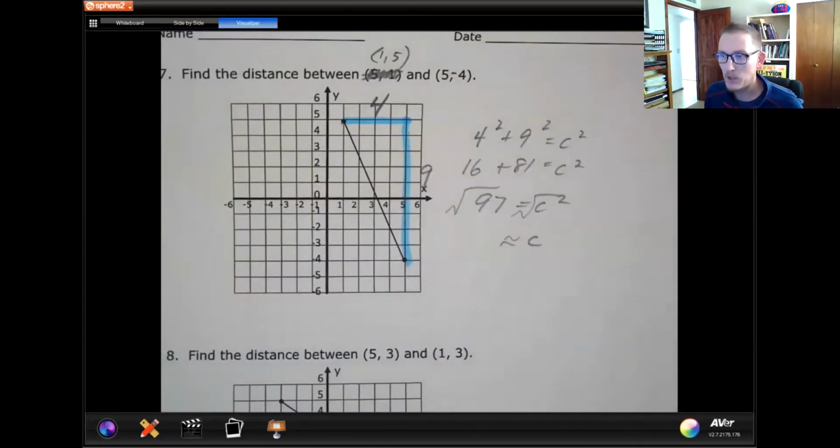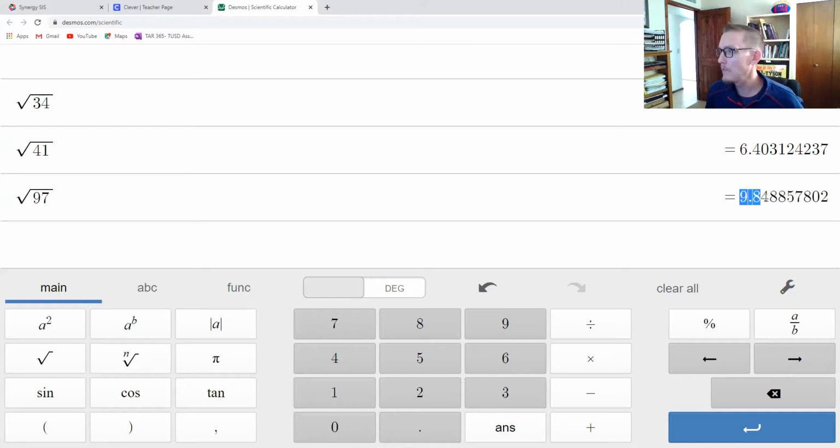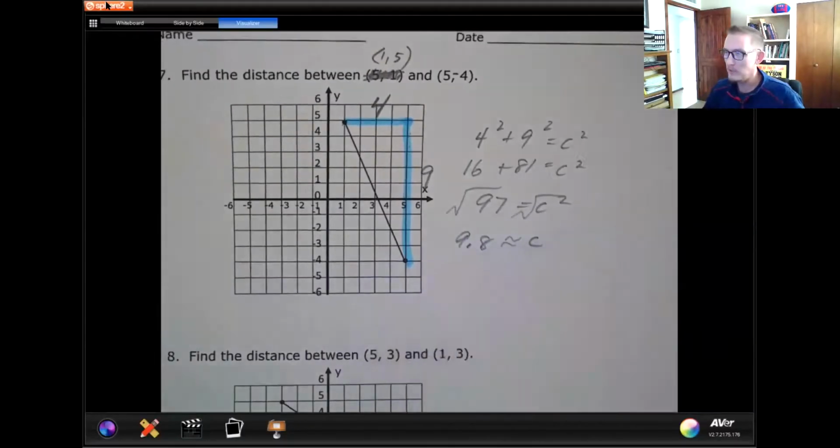97, again, is not a perfect square, so we're going to use the calculator. Let's come back over to the calculator here so you can see that. The square root of 97 is 9.848857. So we're going to go 9.84, and the 4 tells me that I'm going to stay put, so I get an answer that is going to be 9.8. So I'll come back over to our assignment here, and you'll see our answer of 9.8.